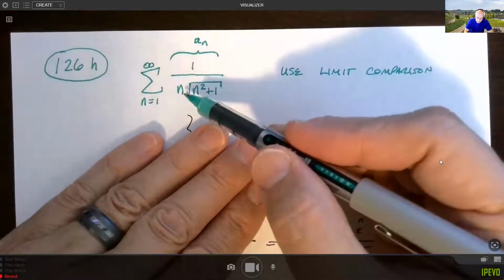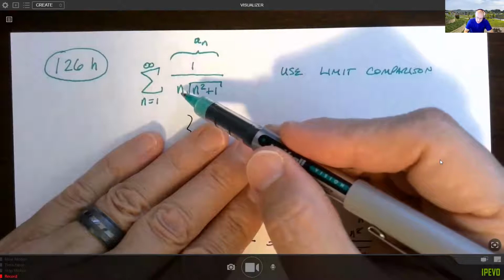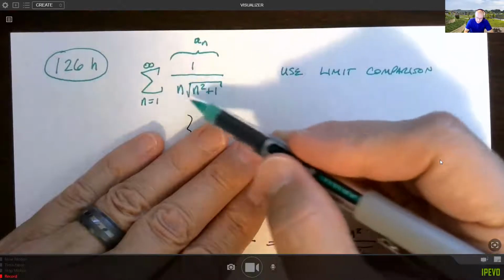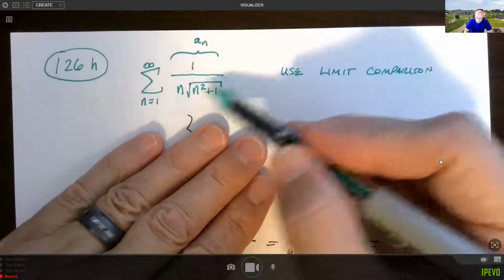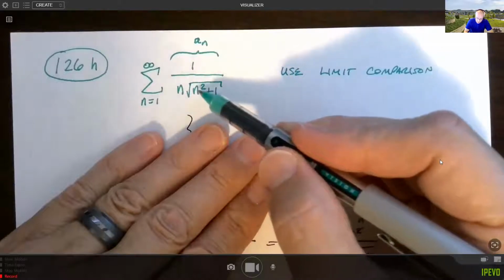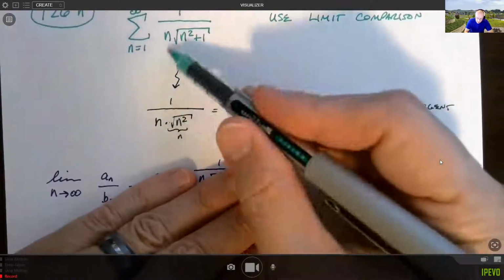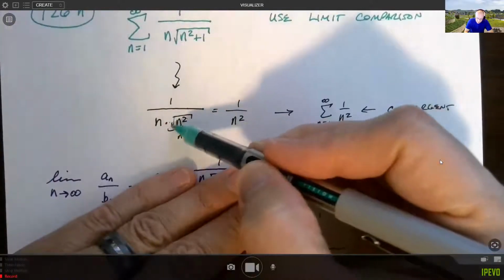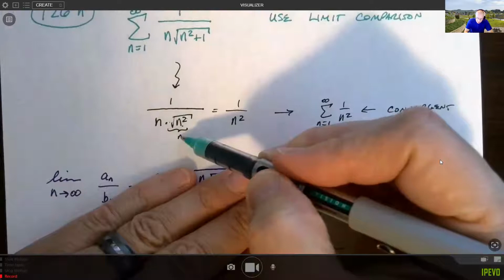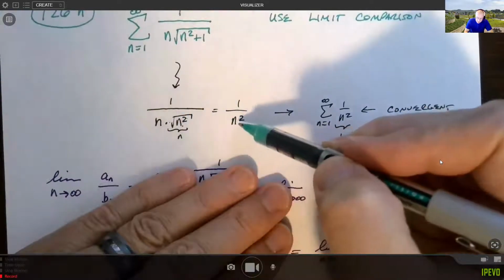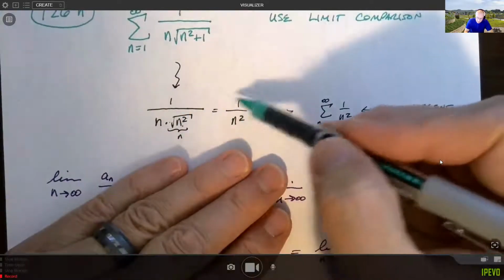So my highest degree term down below is going to be the n for this factor, and the highest degree term for the square root of n squared plus 1 is going to be just the n squared, but notice it's under the square root. So I'm going to pull off the n and the square root of n squared, but the square root of n squared is just n. N times n is n squared. So this is what we're going to compare it to.